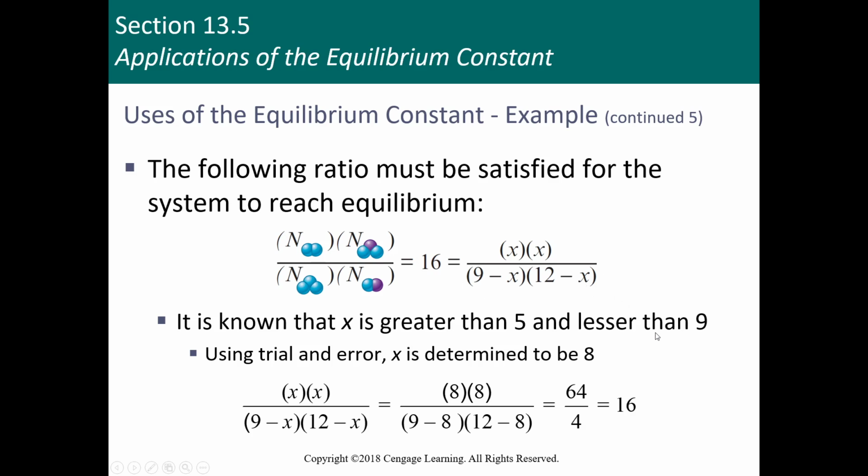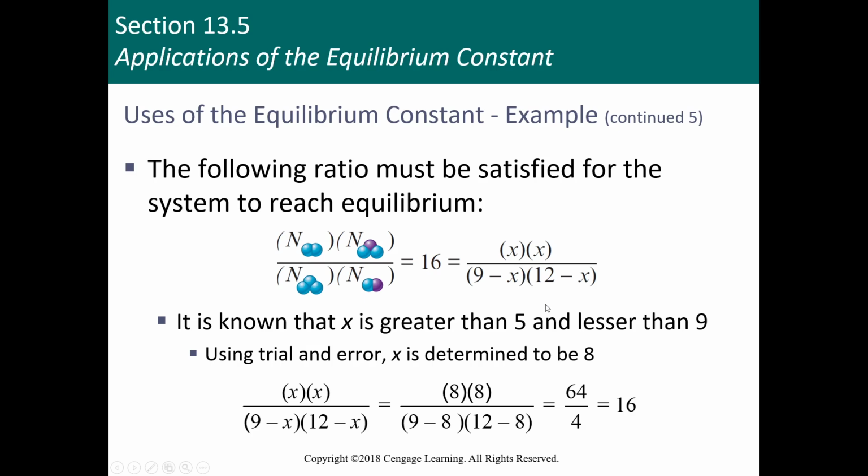And so what we do then is we would then have to solve for this. So we know that x is greater than 5 and it has to be less than 9. Why does it have to be less than 9? Well, 9 minus 9 would give you 0. Anything divided by 0 is not a number. It goes to infinity. Now, using trial and error, x can be determined to be 8 here.